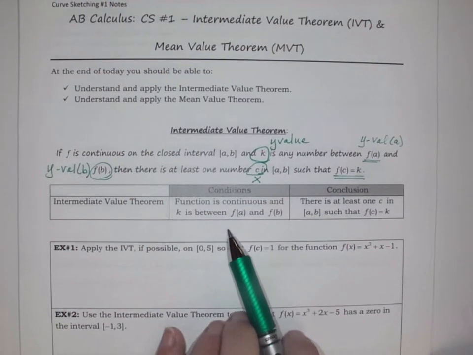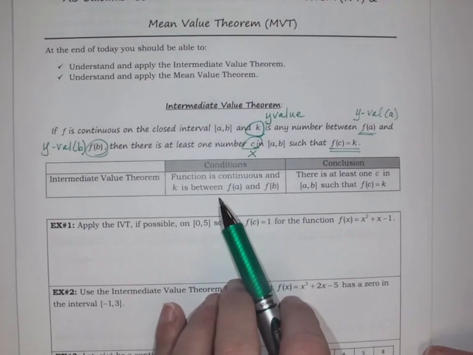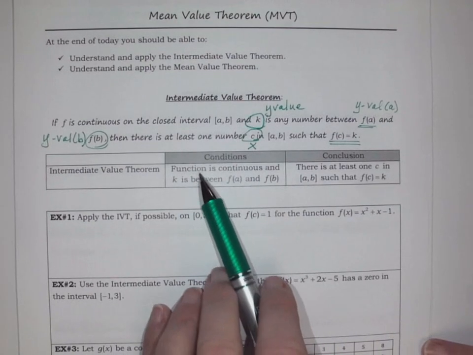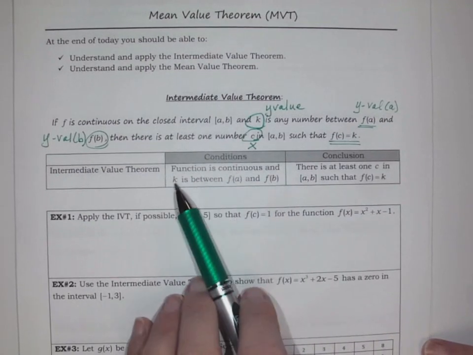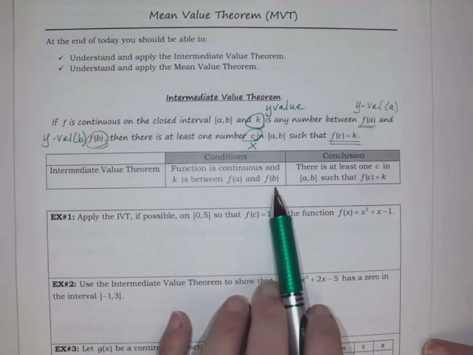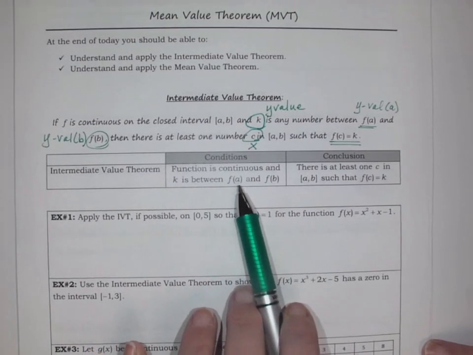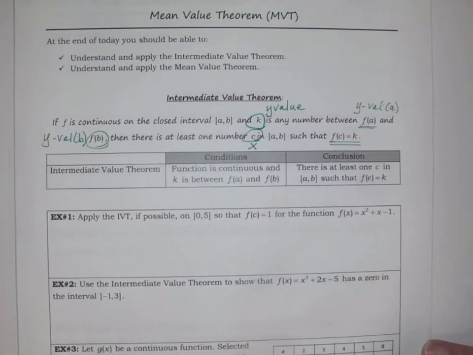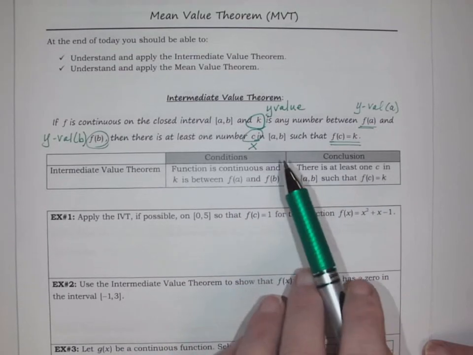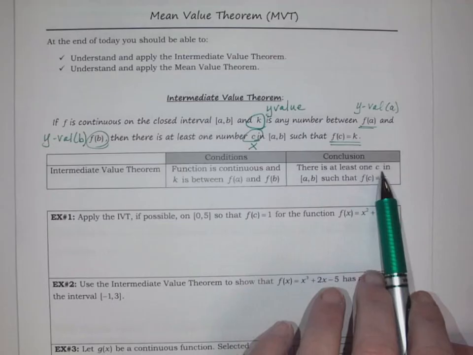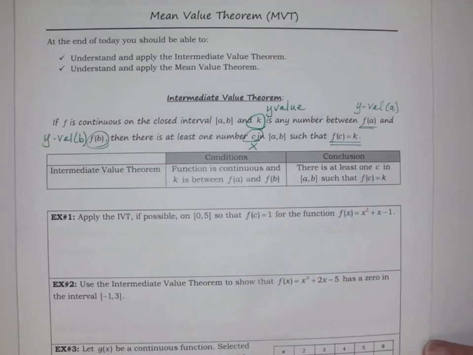Now the conditions that you have to state when answering these, and these are kind of wordy problems, are that you need to state that the function is continuous and you need to show that k is between f(a) and f(b). The y value we're interested in is between the two y values of the endpoints. And then your conclusion is there must be at least one c in [a, b] such that f(c) equals k. So let me show you how this works.